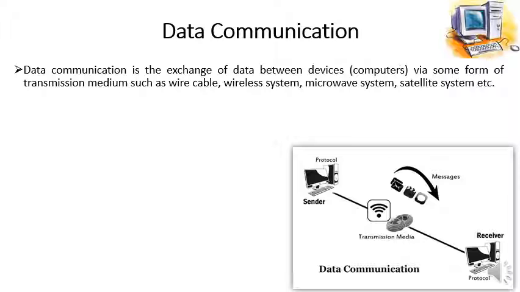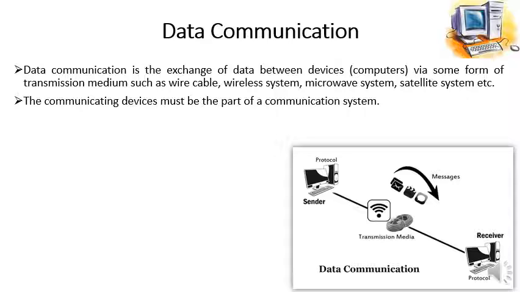Data communication. Data communication is the exchange of data between devices. Normally, those devices are computers, where some form of transmission medium such as wire cable, wireless system, microwave system and satellite system, etc. Different types of mediums are used, whether they are wireless mediums or wired mediums, and the devices used are normally computers or mobile phones or any other communicating devices.